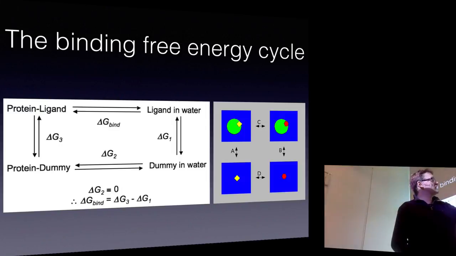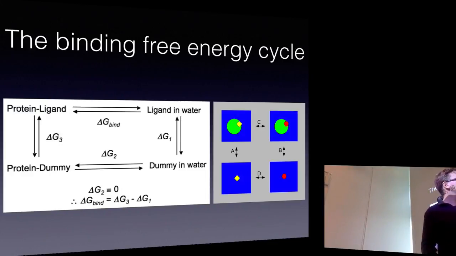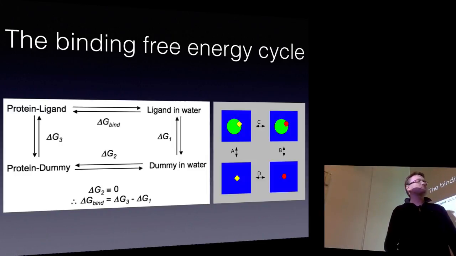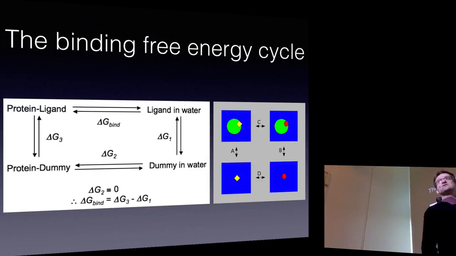So if the yellow square here, that would be my diamond. That would be my ligand. And here, in this state, I have the ligand in water. I don't care. There's no protein here. Up here, I have my ligand bound to my protein. I can also take my protein, but really without the ligand. So the red hexagon here means that I've removed the ligand. Well, the atoms might be there, but I've removed the ligand so it does not interact with anything.